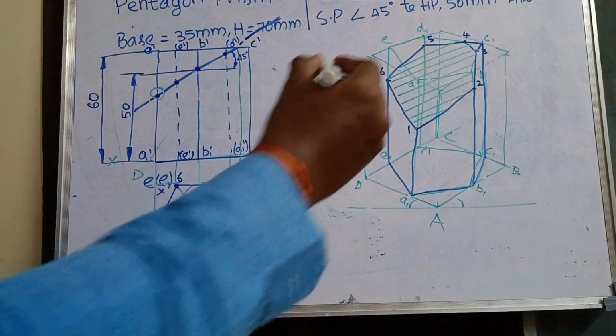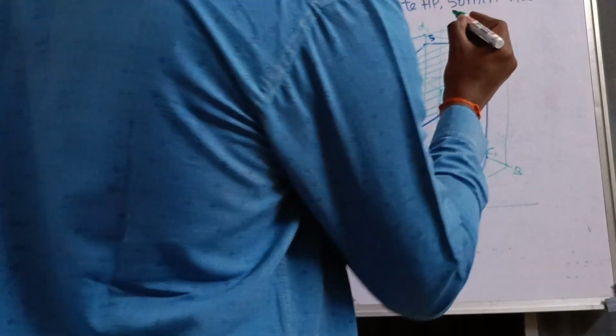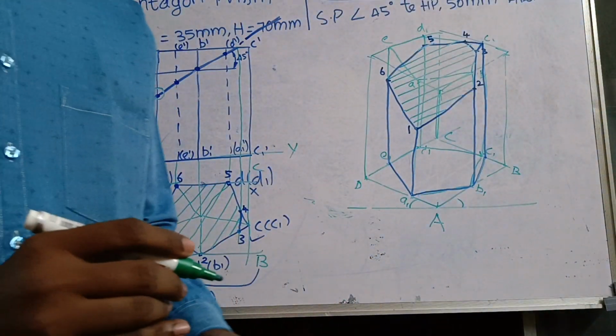So the sectioned object you represent with the help of the hatching process: 45-degree lines, 4 to 5 mm spacing, you draw the parallel lines with the help of a mini drafter. Thank you all, students.